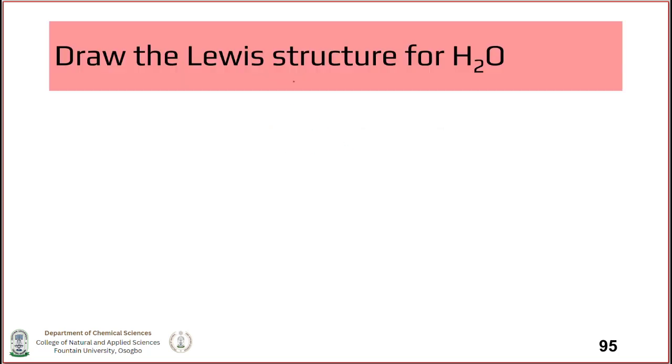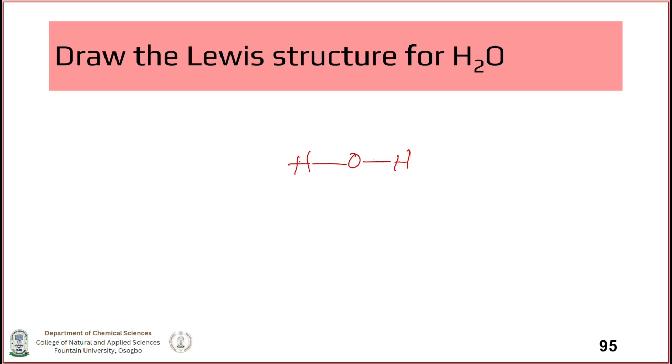So we want to learn how to draw the Lewis structure. I think we drew one for water last time when we were just learning how to draw Lewis structures, so it means that everything should be fine. If you go through it very fast, oxygen is at the center because it's bonding with hydrogen, so it will be the central atom. So we have two single bonds already around the oxygen atom.